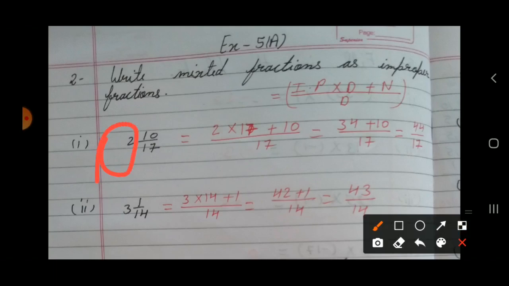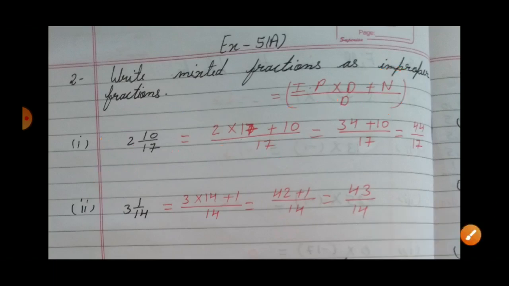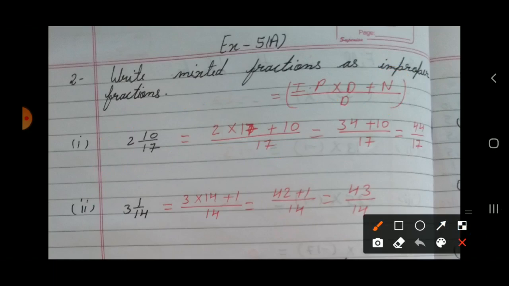2 is integral part and we have to multiply this by denominator. Denominator is 17 and then we have to add numerator, that is 10. 2 multiplied by 17 plus 10, and in division we will take denominator 17. This formula you will use to find improper fraction of a mixed fraction: integral part multiplied by denominator plus numerator, divided by denominator.